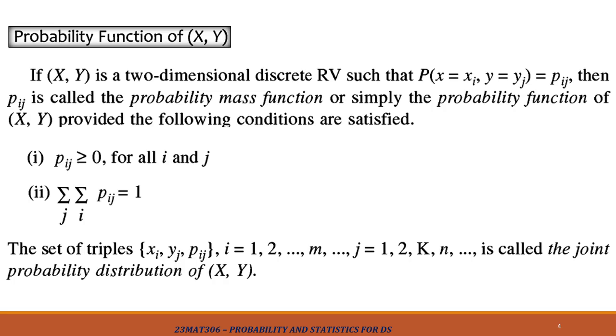In every case, whether we use the joint probability mass function or the joint probability density function, the probabilities are always non-negative. And the second thing is that the sum of all the probability values is always equal to 1, whether it is discrete or continuous.